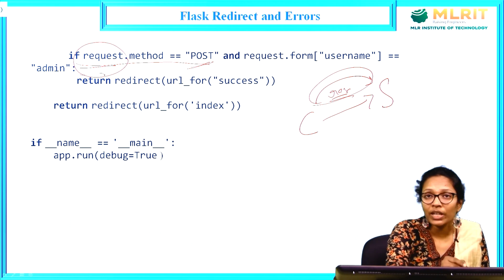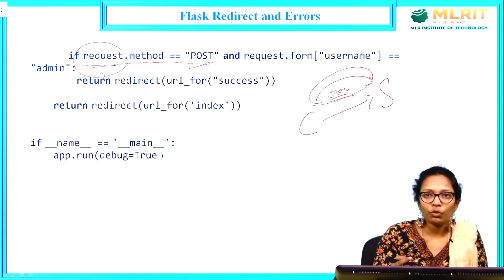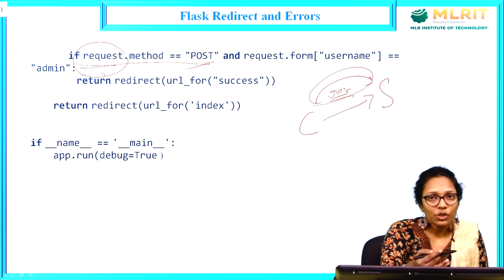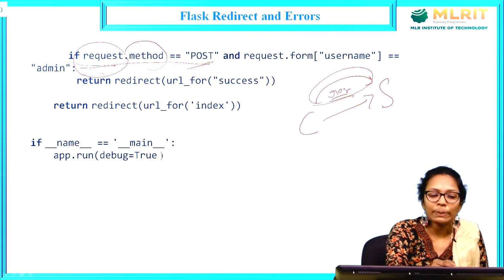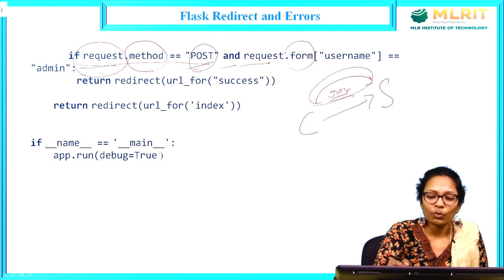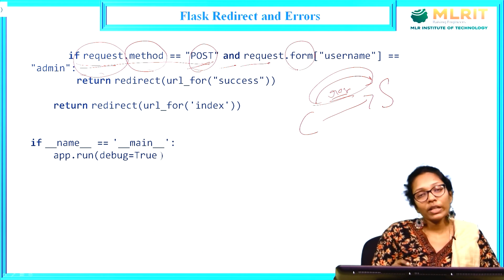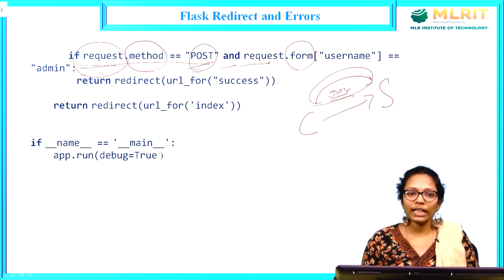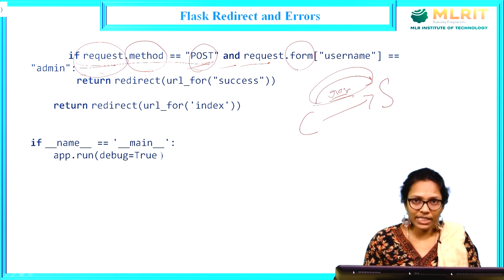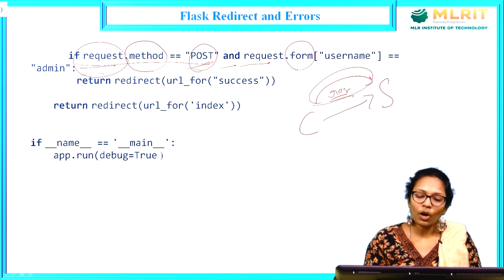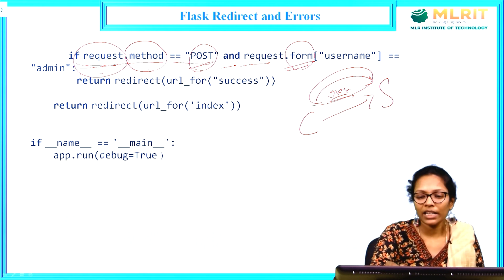So in the request, we have different attributes like method, form, args, cookie, keys, like that. Out of that, which attribute do you want to access? The method attribute. So request.method is equal to POST. If the request method is POST and another attribute, request.form, it will contain the form information. The client is sending a request through an HTML form, so that form's details will be available in an attribute called form.